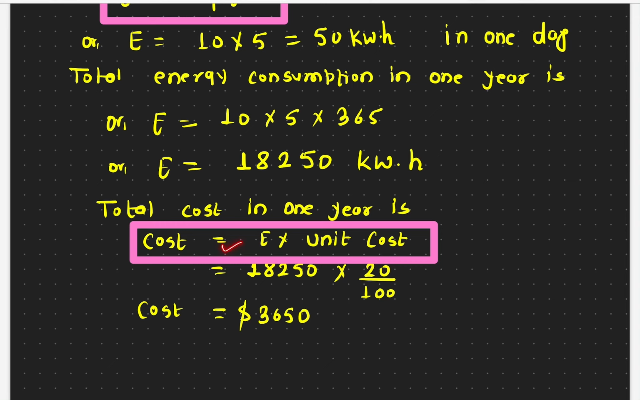So the cost will be the energy times the unit cost. The amount of energy used is this energy here. The cost is 20 divided by 100, and if you do the math, the cost will be 3650. Let me double check the math here. 18250 divided by 5 is 3650. That's correct. So that's how much bill you have to pay in 1 year just for the heater.